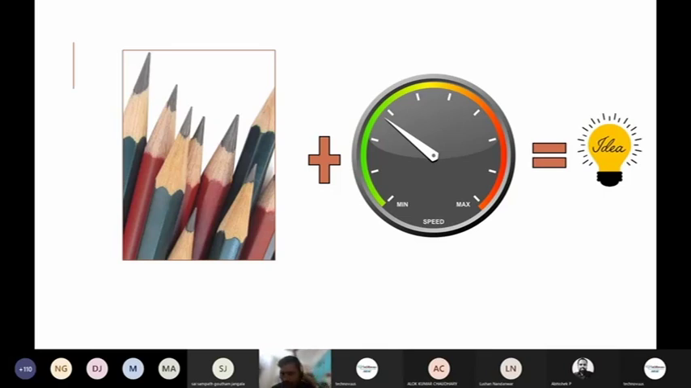Okay, now writing speed could be measured. Excellent, Manas. Lead thickness, keep writing. Non-breaking nibs. Okay, now time for the next image.